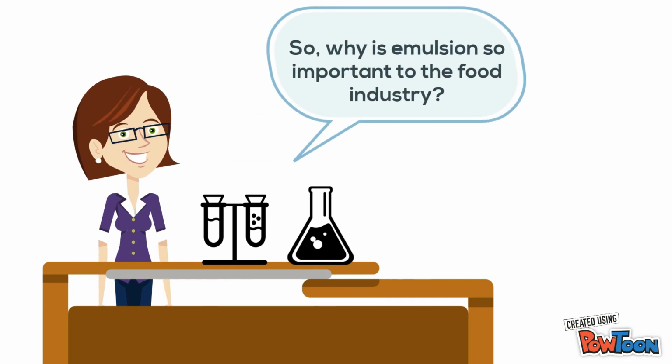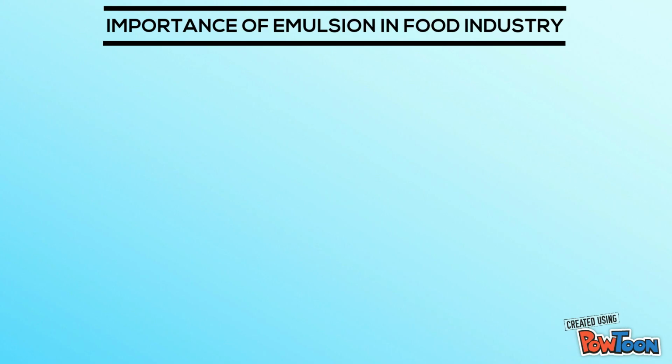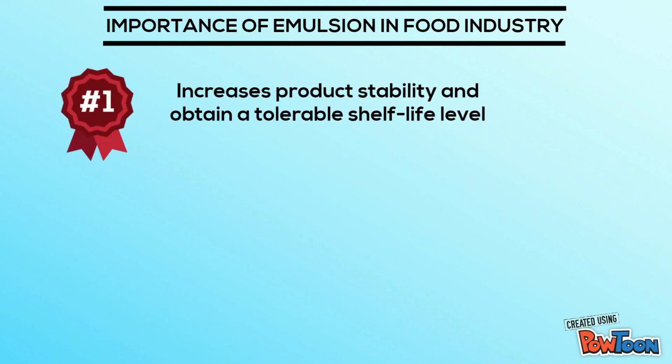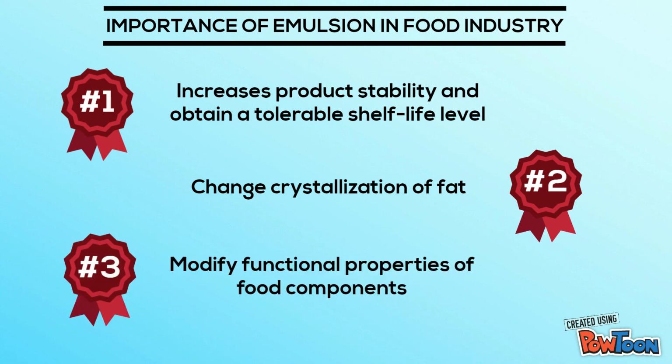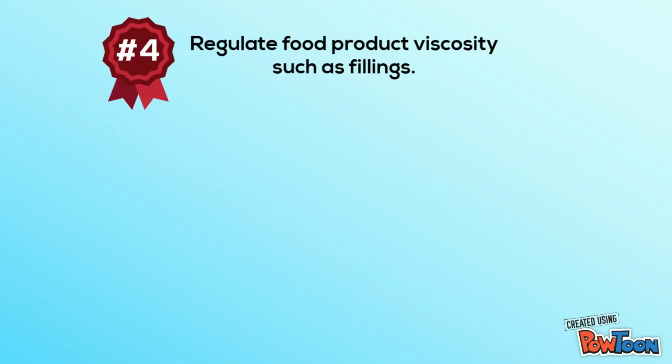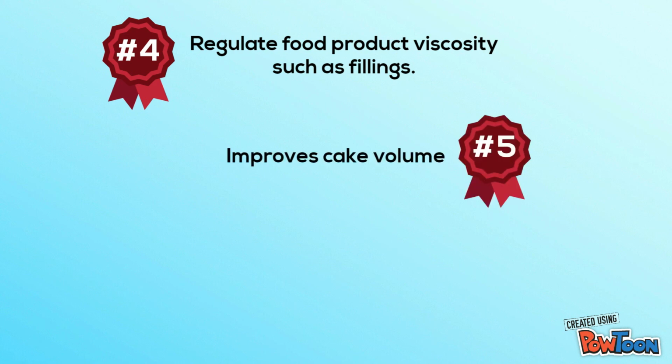So, why is emulsion so important to the food industry? First, it increases product stability and obtains a tolerable shelf life level. Second, it changes crystallization of fat. Third, it modifies functional properties of food components. Fourth, it regulates food product viscosity such as fillings.